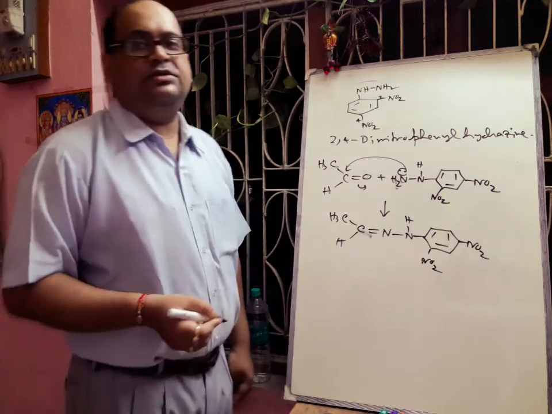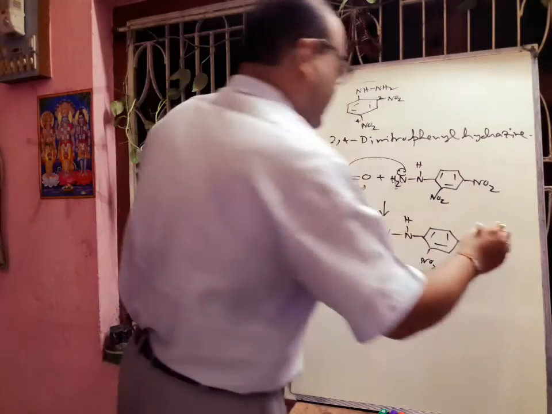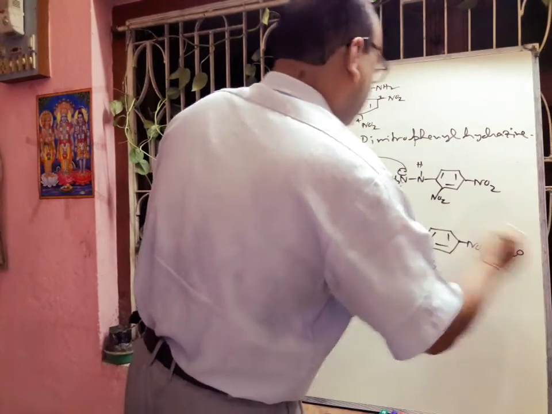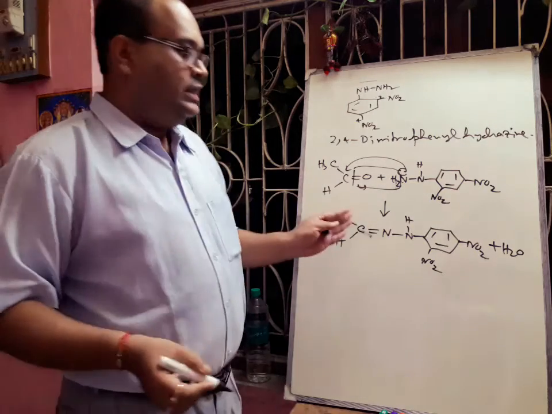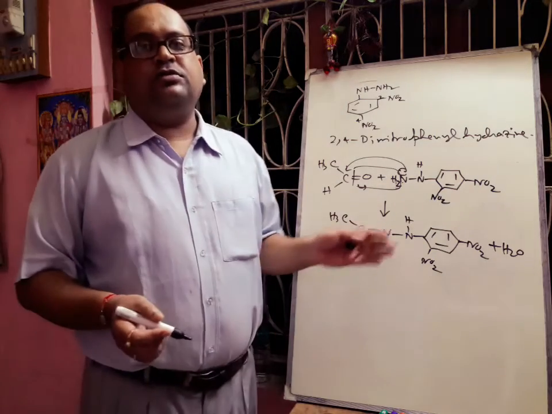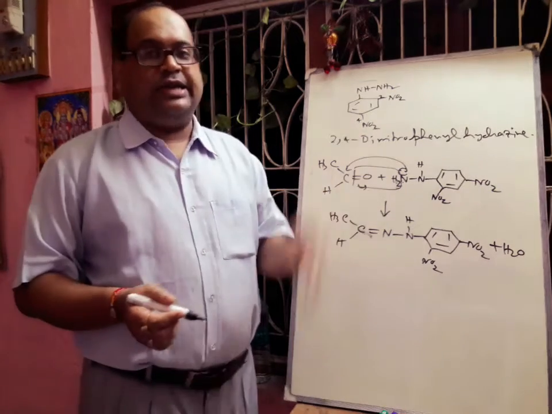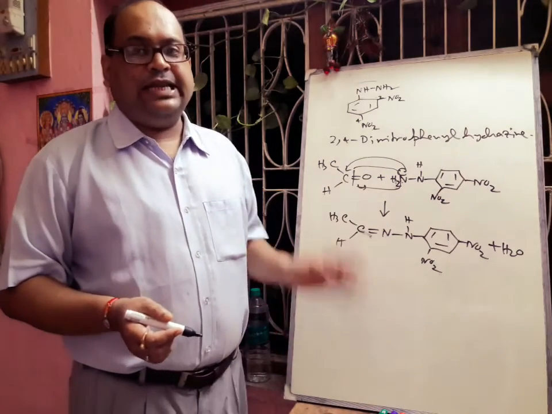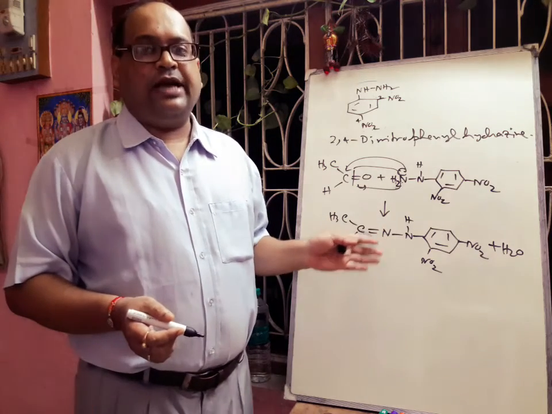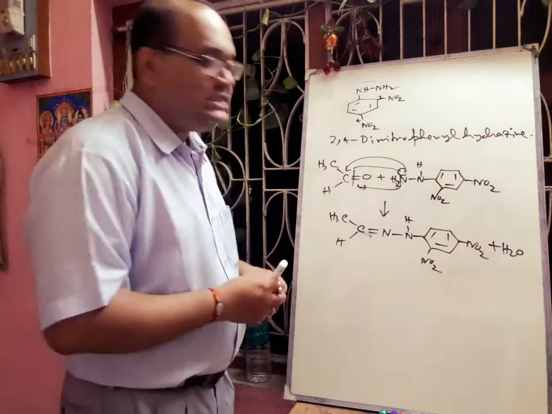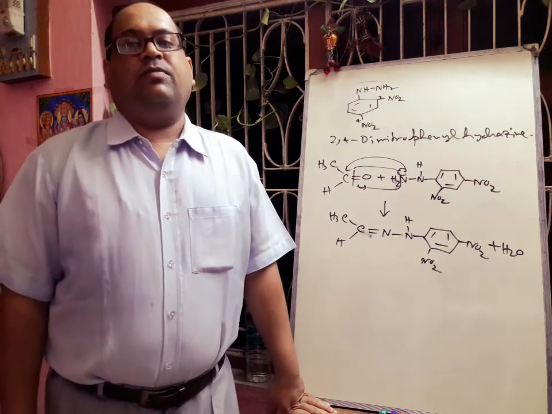And this compound is known as acetaldehyde 2,4-dinitrophenyl hydrazone, and there will be formation of water. This water is eliminating from here. Okay. So in this way acetaldehyde will react, and in this way acetone also reacts. If we write the reaction of acetone, you will get the same type of product, acetone 2,4-dinitrophenyl hydrazone. And this test is used to identify the carbonyl group in a compound.